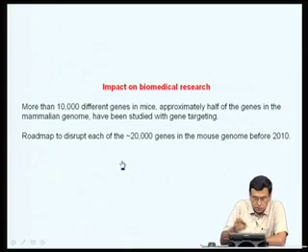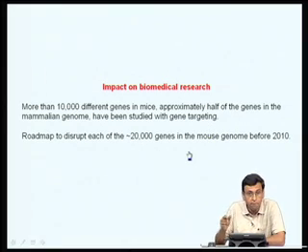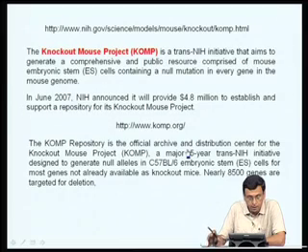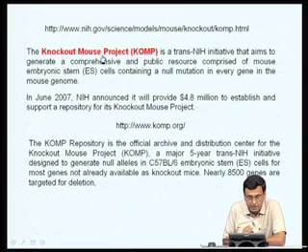So, more than 10,000 different genes in mice, approximately half of the genes in the mammalian genome, have been studied by using this kind of knockout technology, and there is actually a roadmap to disrupt almost 20,000 genes in the mouse genome before the end of this year. There is what is called the Knockout Mouse Project, KOMP, which is actually funded by the National Institutes of Health in the United States.